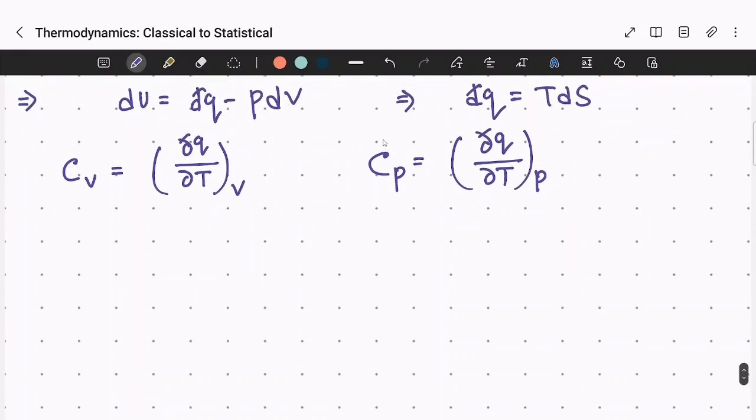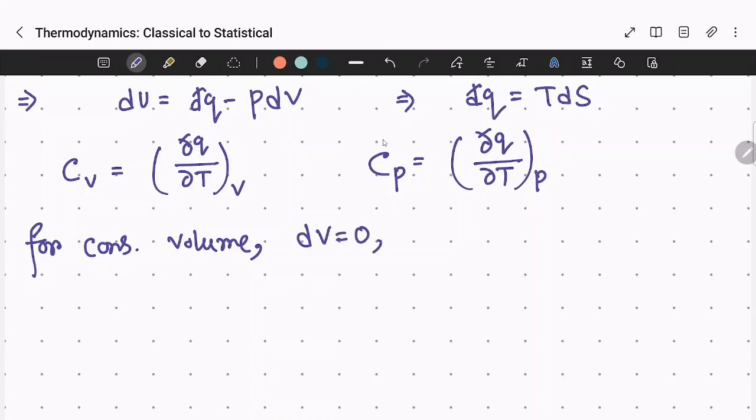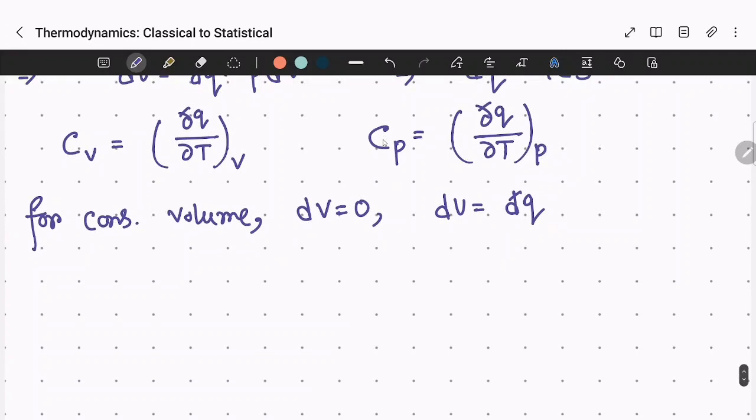Now, if you look at constant volume processes, it's easy to understand. At constant volume, dV is 0. So if dV is 0, then the first law of thermodynamics will be reduced to dU equals d cross Q, because dV is 0, so this term will be 0. So essentially, it implies that Cv should be equal to del U del T at constant V. Because I have put d cross Q equals dU, then it will be del U del T at constant V.